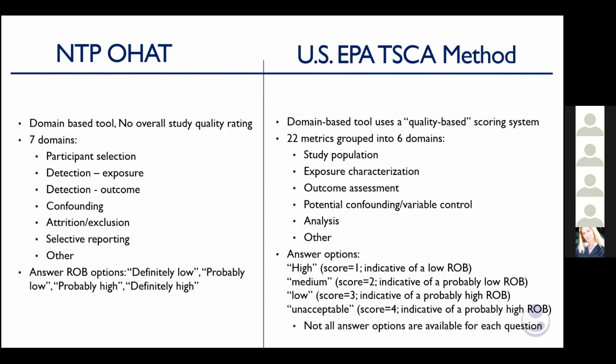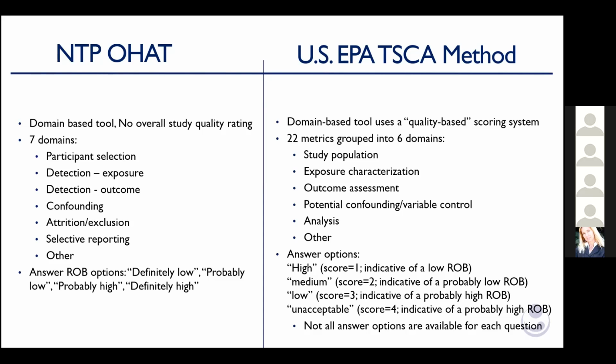On the right-hand side there, I tried to describe this to you before. This is the risk of bias or the study quality tool that US EPA was implementing to evaluate the studies under the Toxic Substances Control Act. And as you can see, there are 22 metrics, so essentially 22 domains that they consider. They use a quantitative approach, so they add numbers.